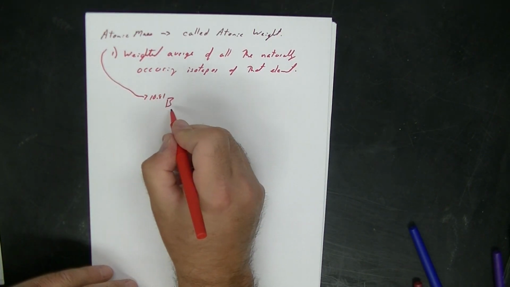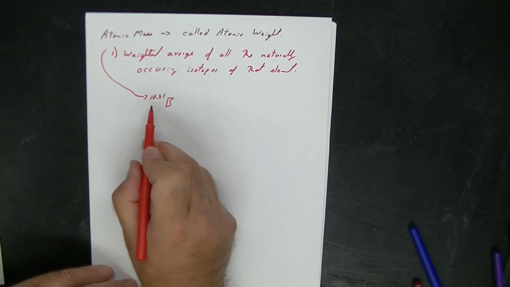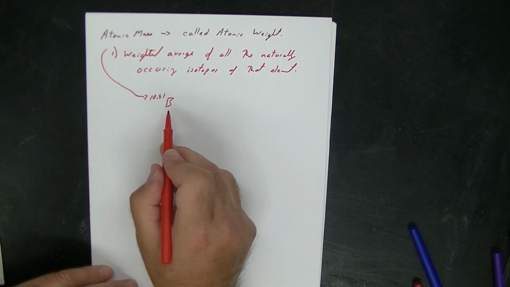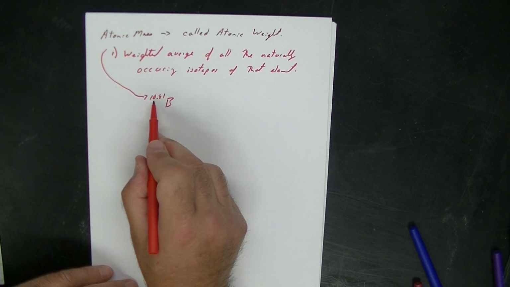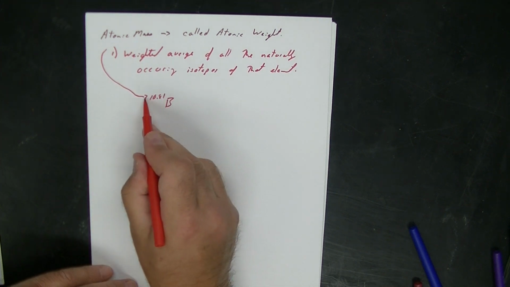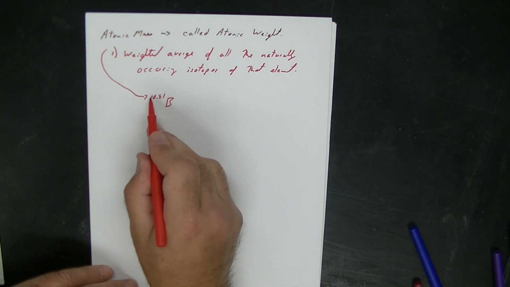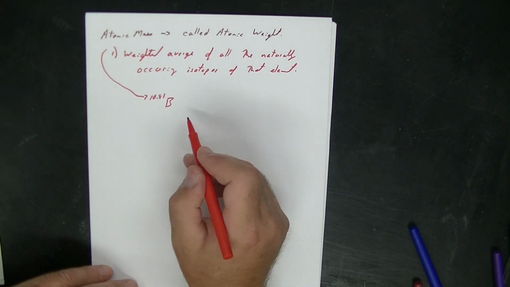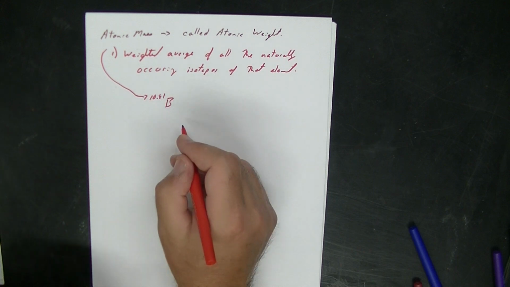Now, how many atoms of boron have this exact mass of 10.81? The answer is none. There is no boron atom that has a mass of 10.81. This atomic mass, or atomic weight, is the average of all the different isotopes of boron. And I believe there's only 2.